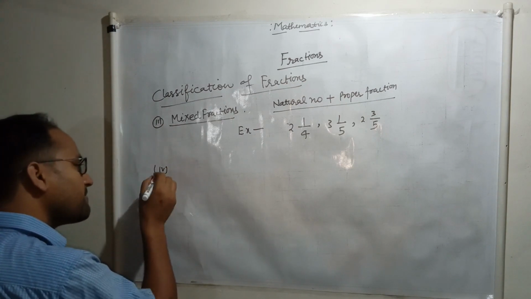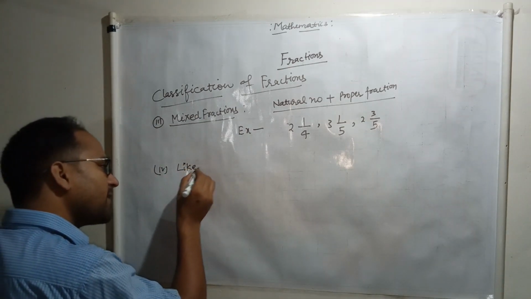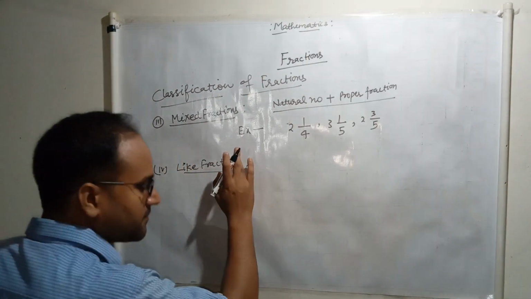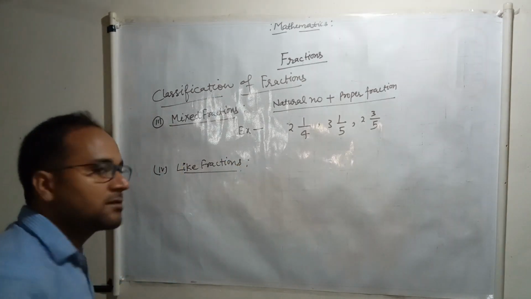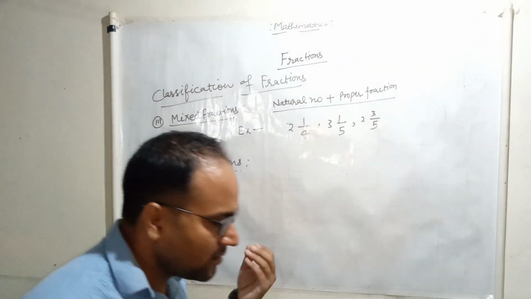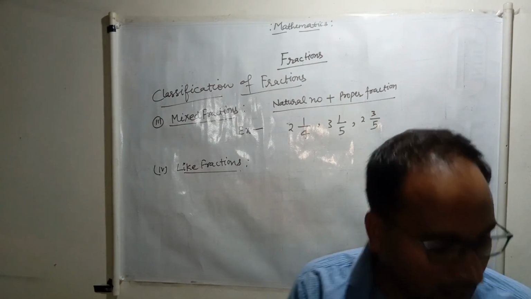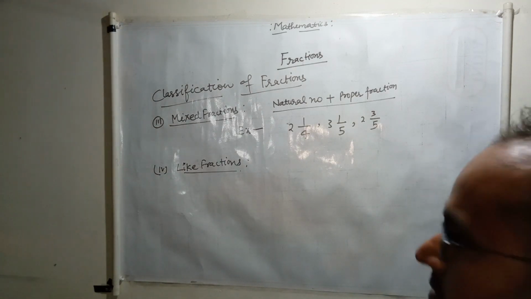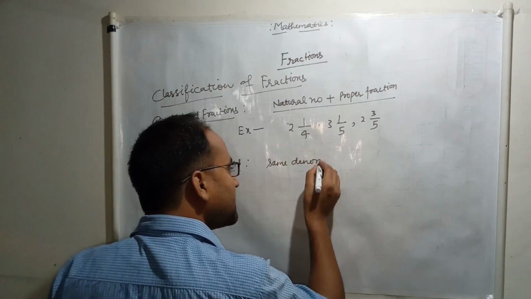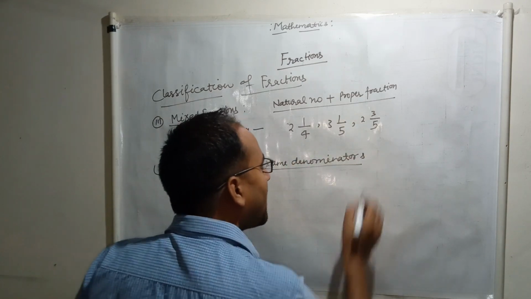Now the fourth one is like fractions. Like fractions means fractions with the same denominator are called like fractions. Fractions with the same denominators are called like fractions.